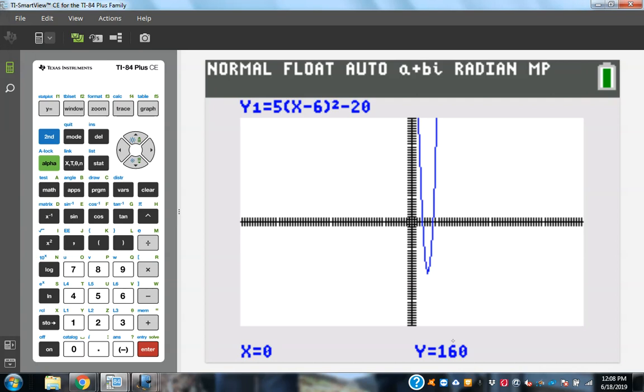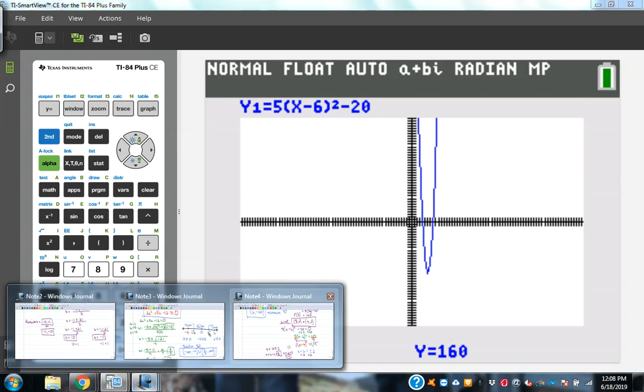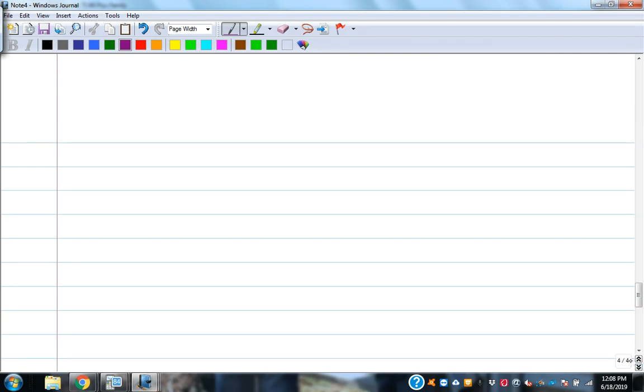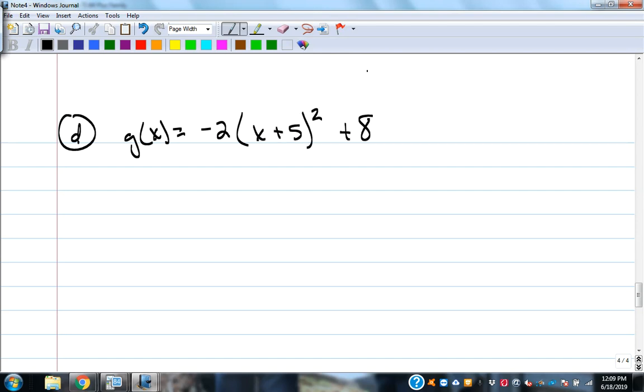That's what we're doing in this section. It's matching up the stuff we can find using math and algebra with a graph that's drawn. That's what we're trying to find. Let's do one more in vertex form, and then we'll get out of here for the day. G of x is equal to negative 2 parentheses x plus 5 squared plus 8.